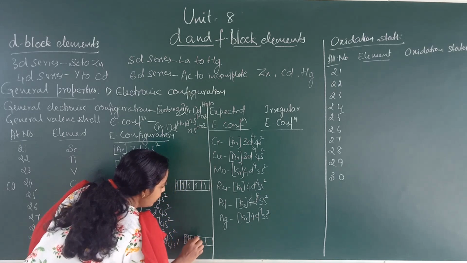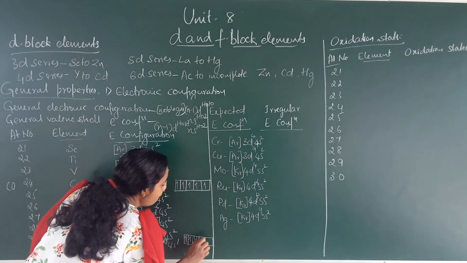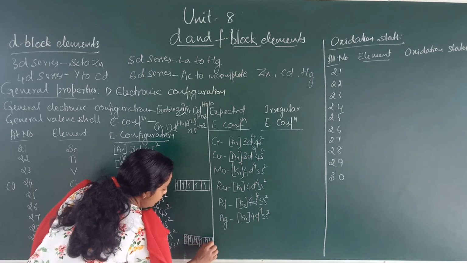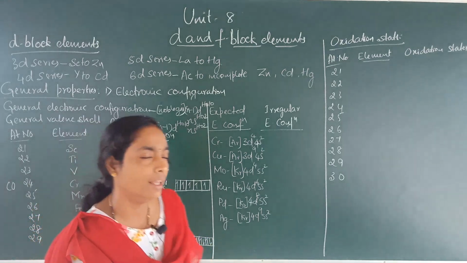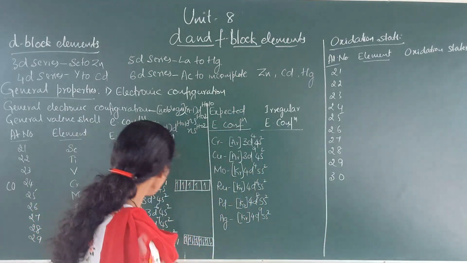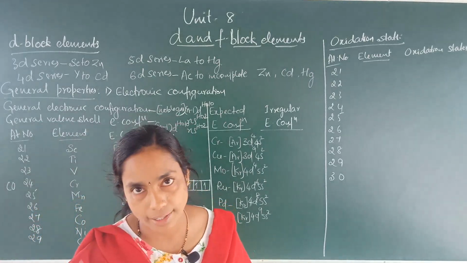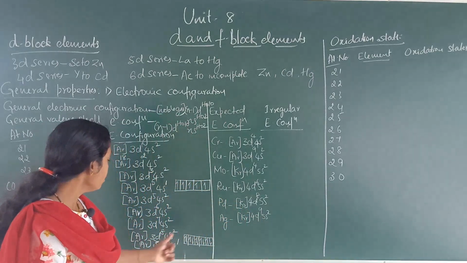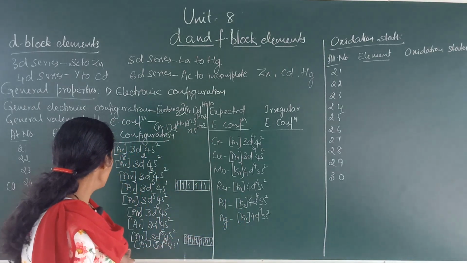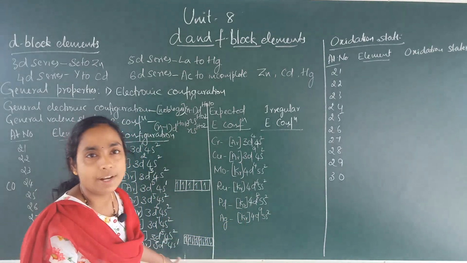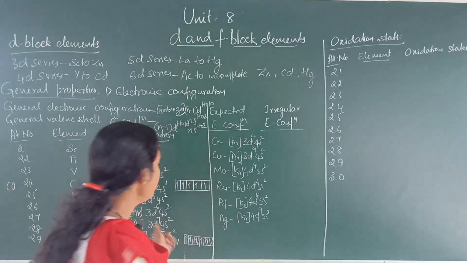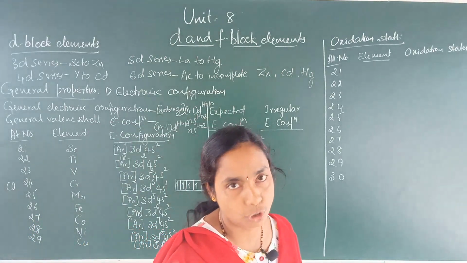That means the d orbitals are completely filled. If the d orbitals are completely filled, then such an electronic configuration gives more stability to the atom. Therefore, the electronic configuration of copper is argon 3d10 4s1 instead of argon 3d9 4s2.